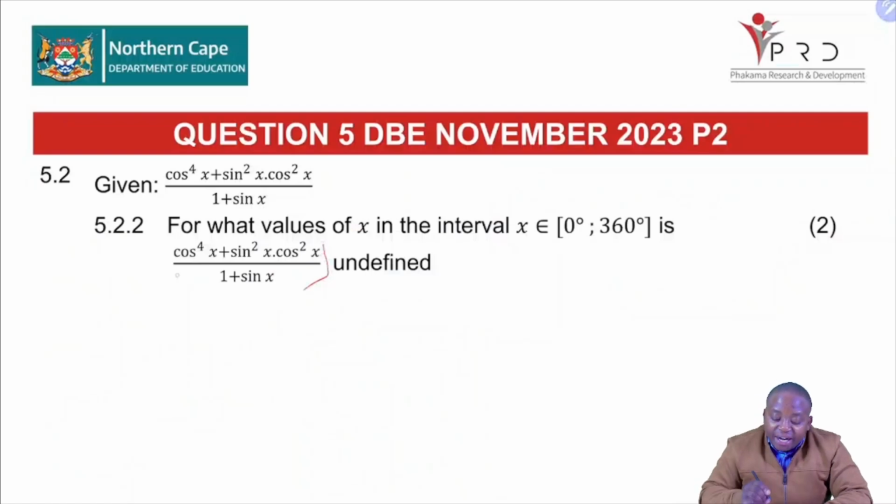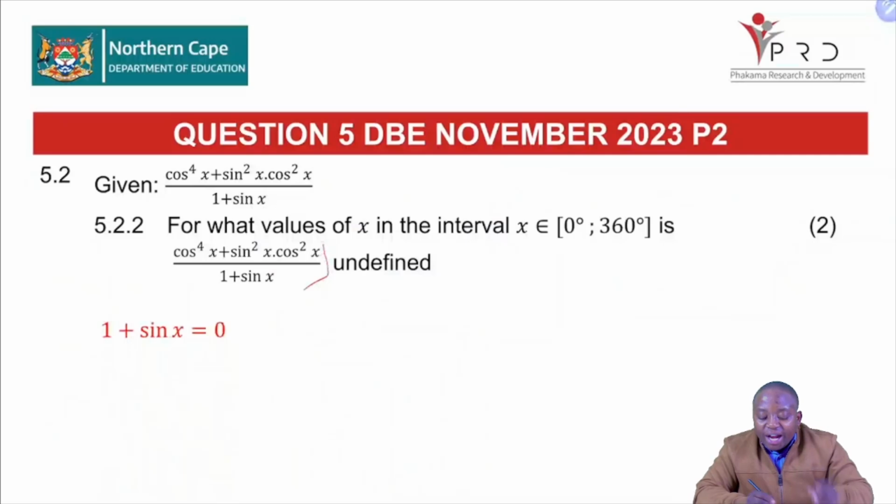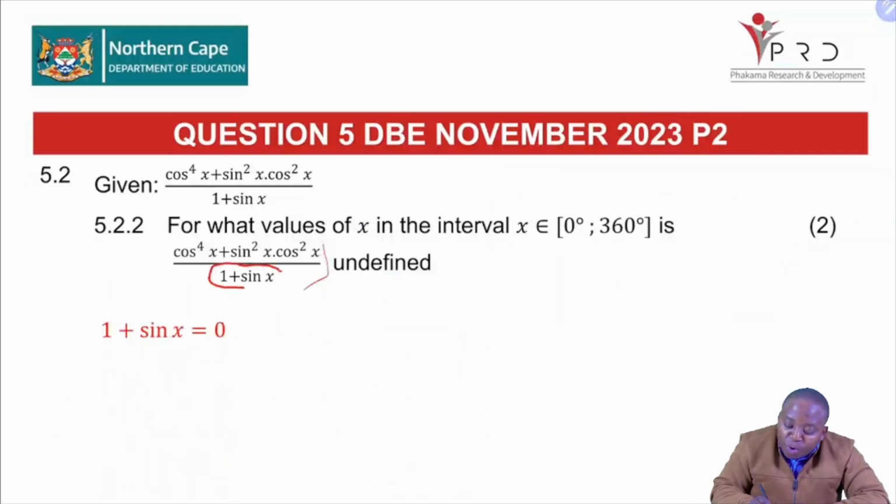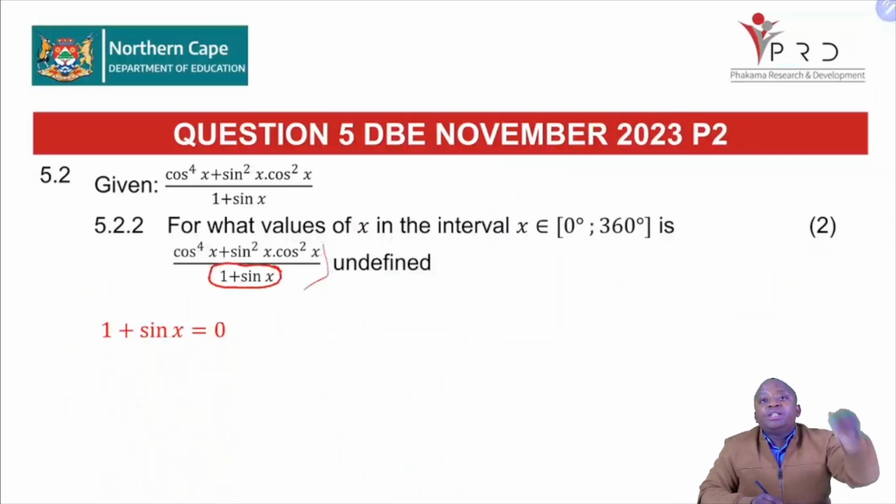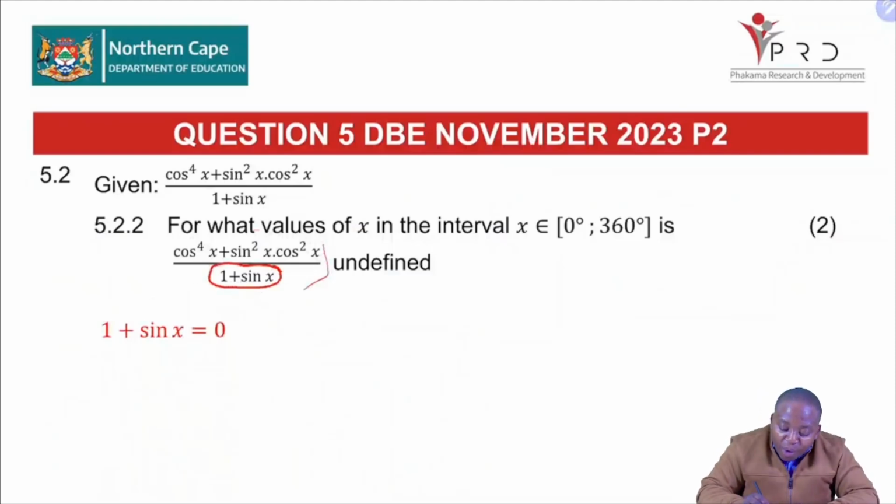It is undefined. Remember, if we're having an undefined solution, it is when the denominator is equal to 0. So we are saying, if the whole of this denominator is equal to 0, then our whole expression is going to be undefined. Then from here, we just have to solve for that value of x.